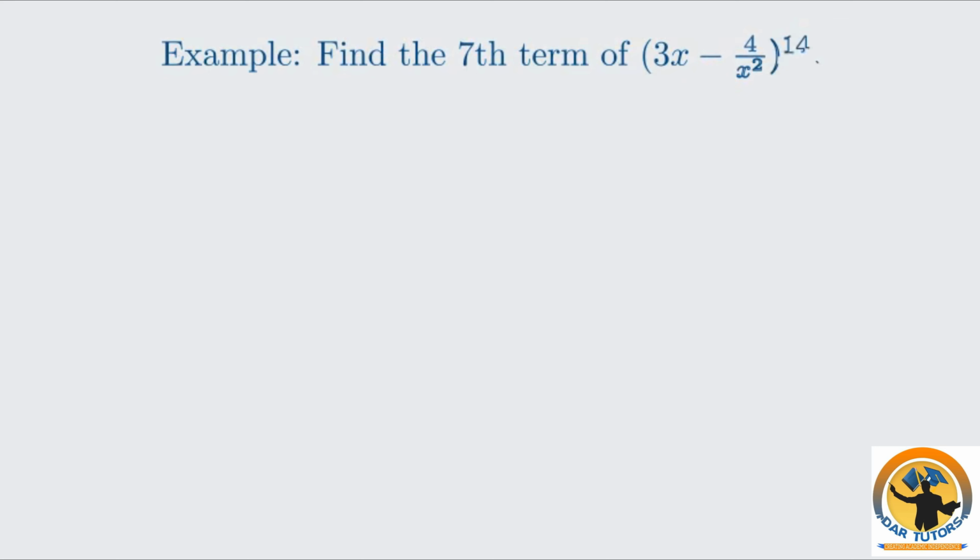Let's put the binomial theorem into practice. We'll start with a problem that asks for specific terms. Find the seventh term of the expansion of (3x - 4/x^2)^14. First, let's identify our key values, a, b, and n. Here, a is 3x, b is minus 4/x^2, and n is 14. We need the seventh term.